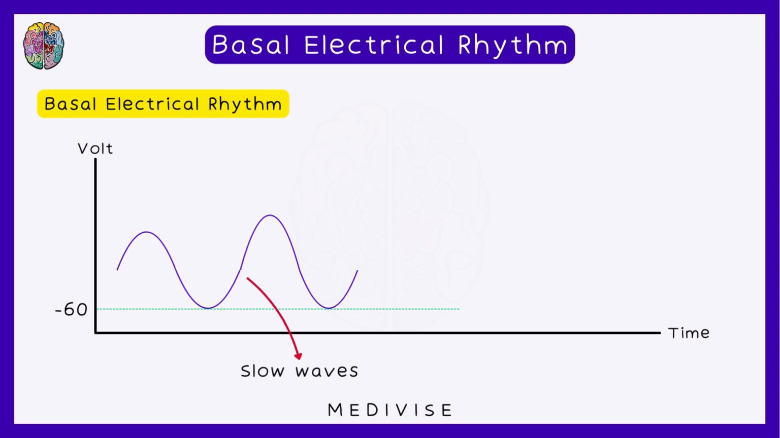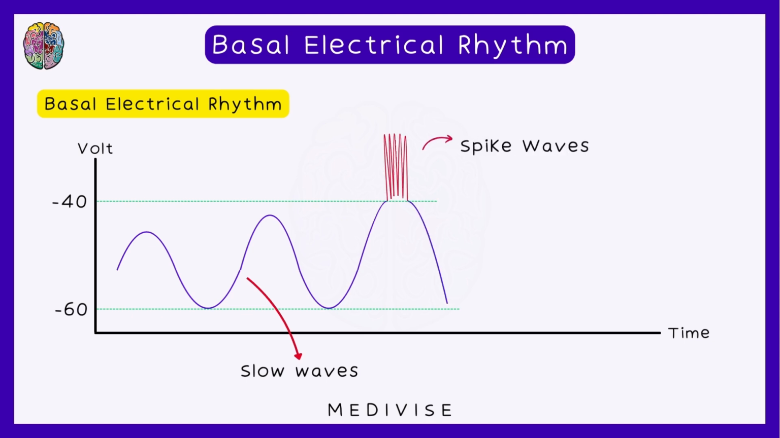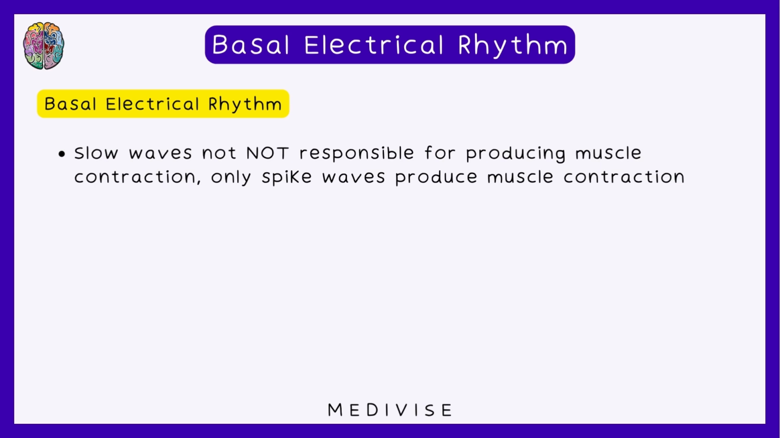It is very important to note that these slow waves are not the ones which cause the contraction in the GIT because these are not strong enough. Something different happens when these membrane potentials reach -40. At -40, we get waves like these. These are called spike waves, and these spike waves are the ones which help in the contraction of the muscles. Just summarizing, slow waves are not responsible for producing muscle contraction, but the spike waves are.